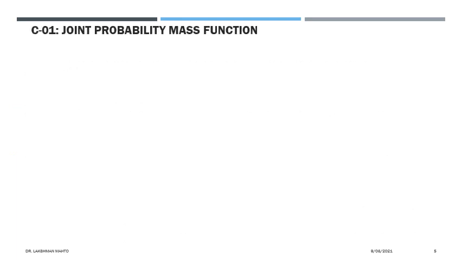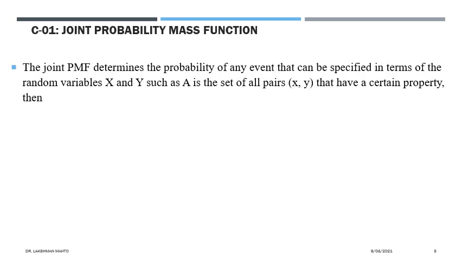So I will go further to describe more about the joint probability mass function. The joint probability mass function determines the probability of an event that can be specified in terms of the random variables X and Y. That means we can define a joint event for the joint activity of X and Y by introducing certain properties, where A is the set of all pairs which satisfy a certain property. The property will come from the problem. From there we can come up with a property that will be satisfied jointly by both random variables X and Y, and in that case we can calculate the probability.